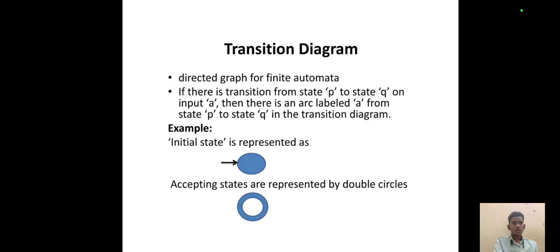Transition diagram. It is a directed graph for finite automata. If there is a transition from state P to state Q on input A, then there is an arc labeled A from state P to state Q in the transition diagram. Example: the initial state is represented by the following symbol, and accepting states are represented by double circles. The initial state will be represented by a single circle and the final state will be represented by a double circle.